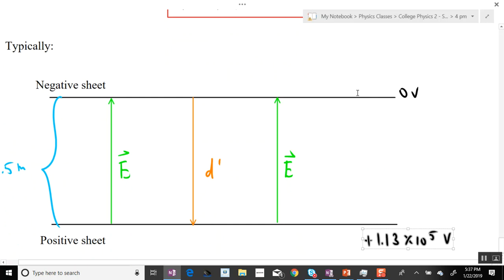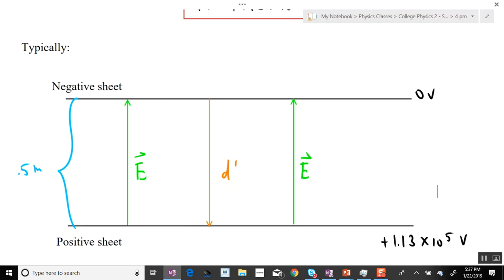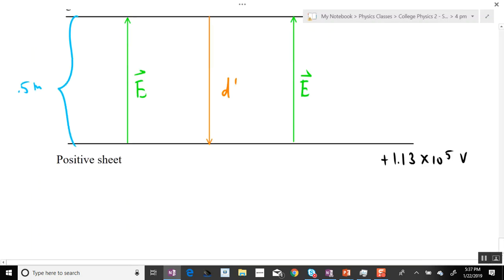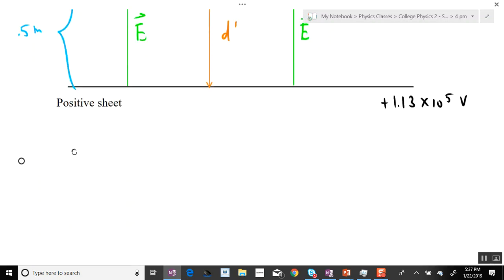Because you start at 0, and it gets bigger and bigger, and finally when you're at this side, it's 1.13 times 10 to the fifth volts, right? So that's the voltage across the capacitor, which we'll see later on. Now, there's another half part I'm going to do because I started it in the other class, then I ran out of time. And we'll finish it on Thursday.